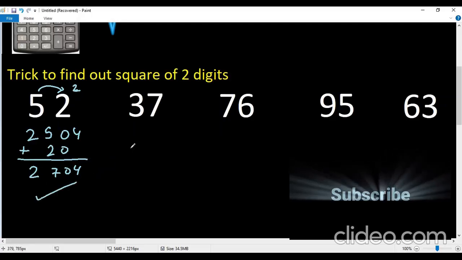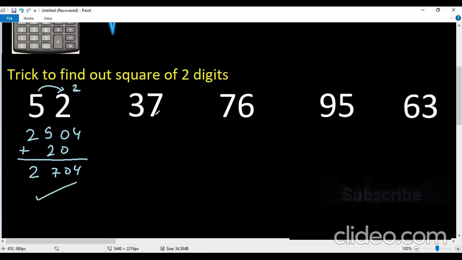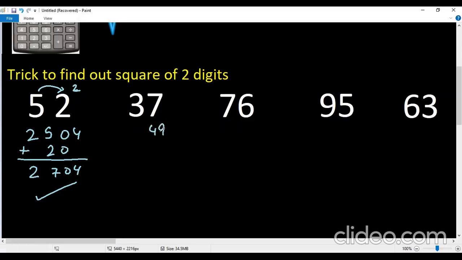Now when it comes to 37, 7 times 7 is 49, and 3 times 3 is 9, so you write a 9 like this. Now 3 times 7 is 21. What is the double of 21? Double of 21 is 42. And when you add these together, you get 1369, which is your correct answer.